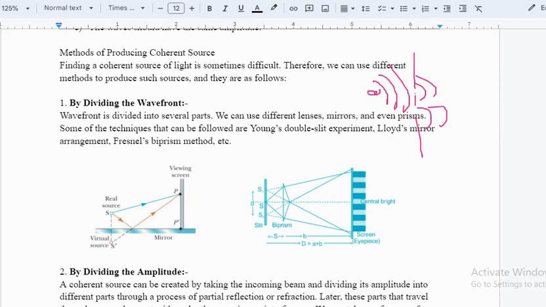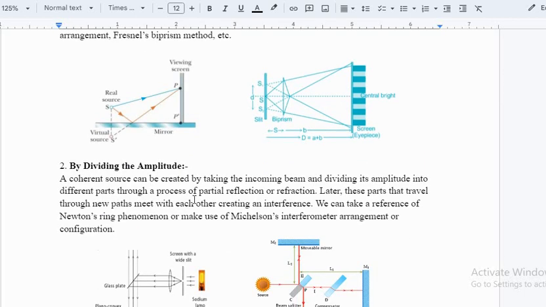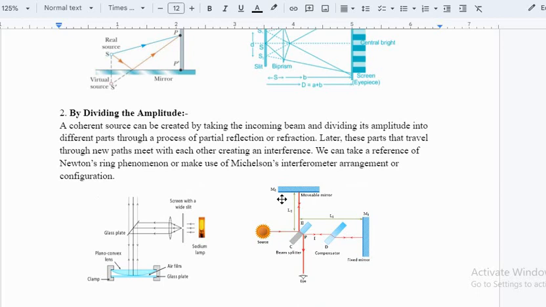And there is another case, which is known as the division of amplitude. Division of amplitude is only possible when you have reflection or refraction. So there will be absorption of certain energy, and this will give you the loss of some amplitude.